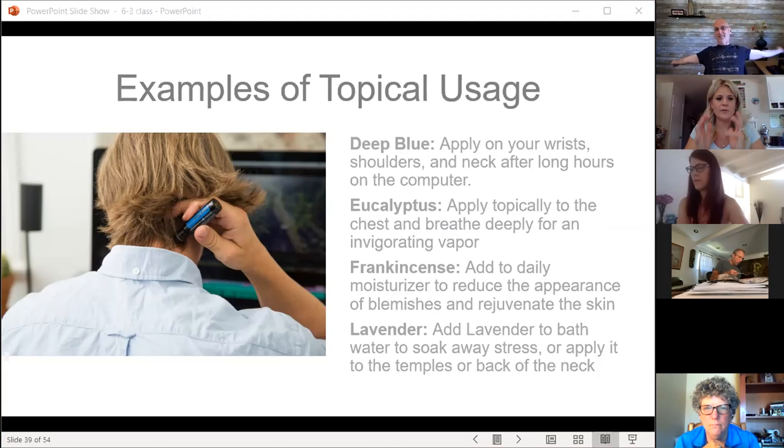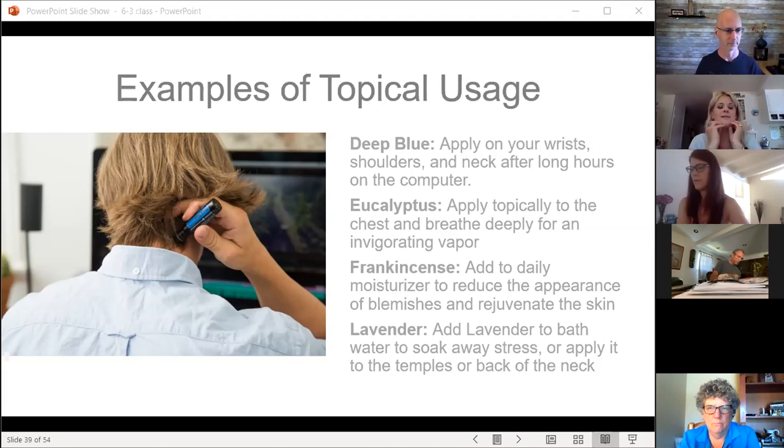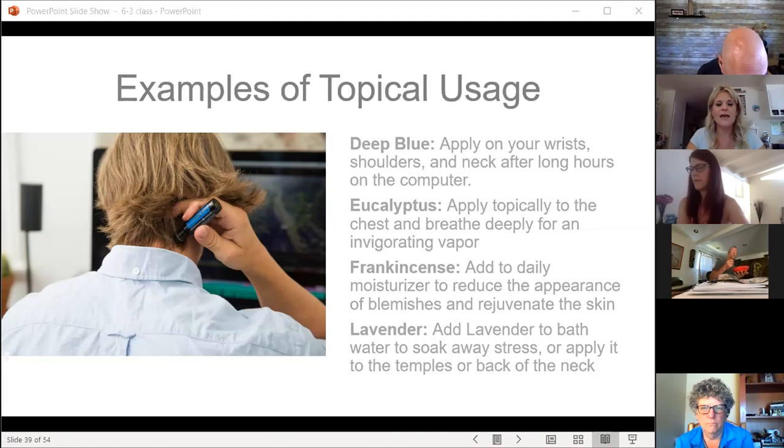Frankincense is lovely to apply in your daily moisturizer as an aftershave. For you men, applying some frankincense right after you shave is great to help calm your skin down. And lavender is one of the greatest things that you can be doing right now, taking a bath with it.